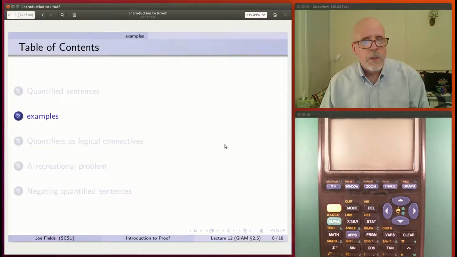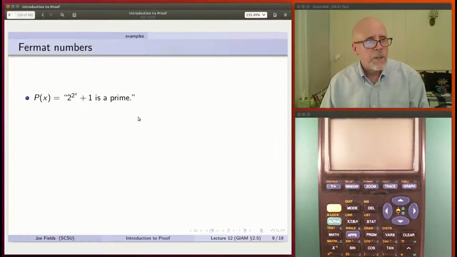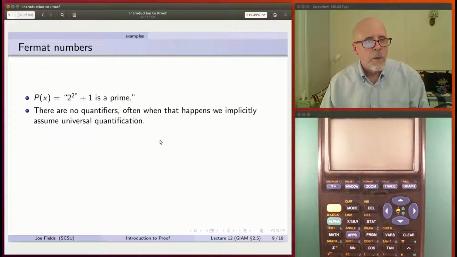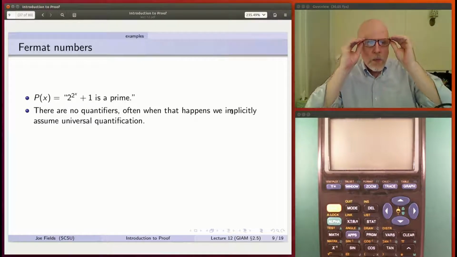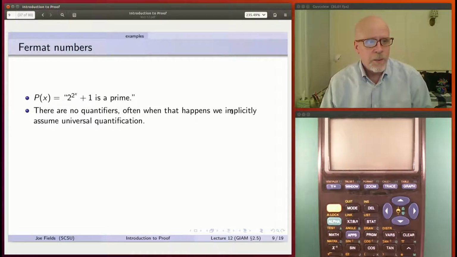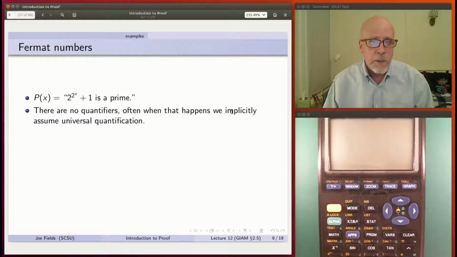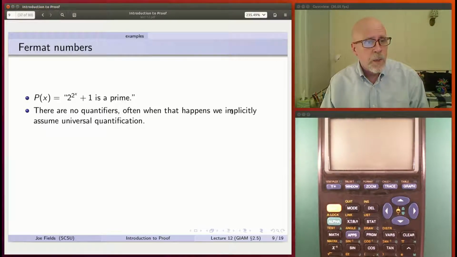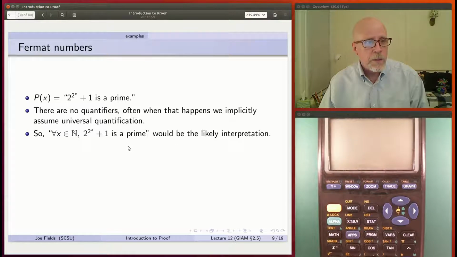Okay, so we're going to go on to look at these examples in greater depth. Here's the section 1 example. This statement, P of x is 2 to the 2 to the x, plus 1 is prime. That's the definition of what a Fermat number is. There's no quantifiers, and often when that happens, you've got to notice that people are often sloppy about this sort of stuff. So there's an implicit assumption that you do have a universal quantifier. You wouldn't write that down if you just said there was some x, or I'm thinking of an x in my head. If you write a sentence like that down, you're probably asserting that it's always true. Pierre de Fermat was probably asserting that. Yeah, this is the likely interpretation.